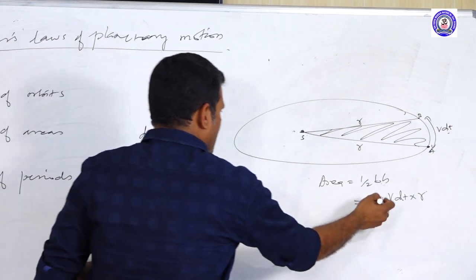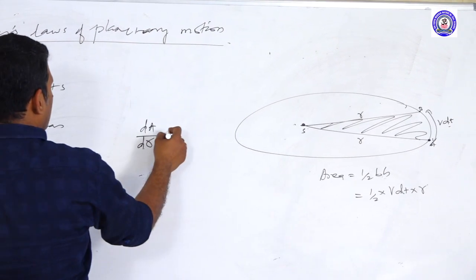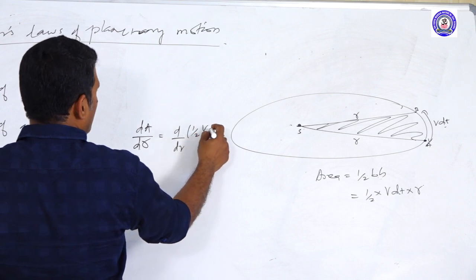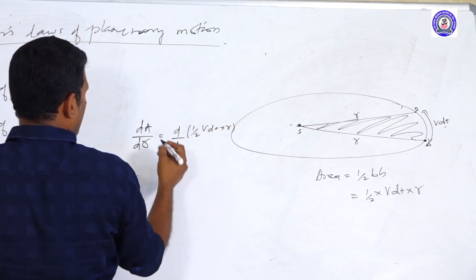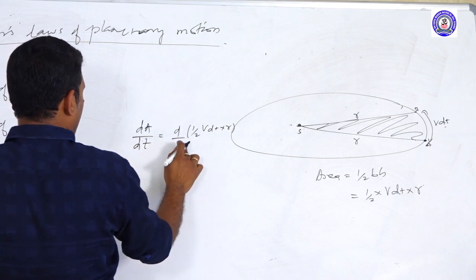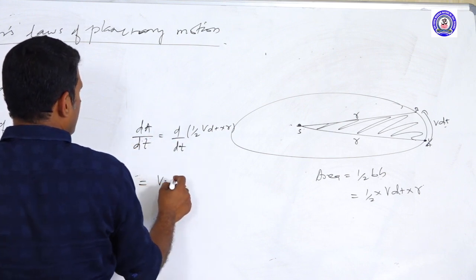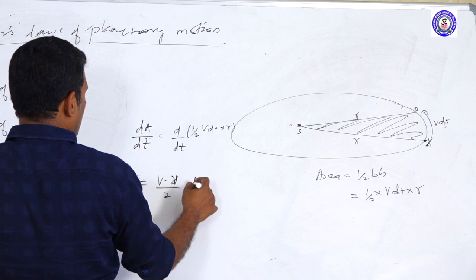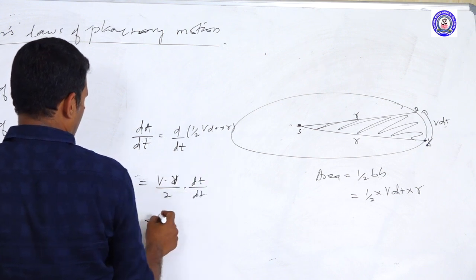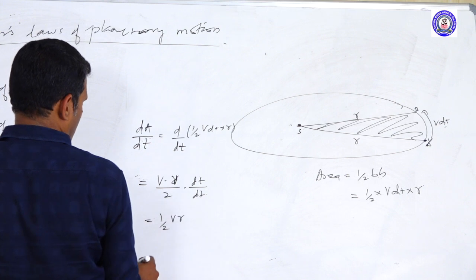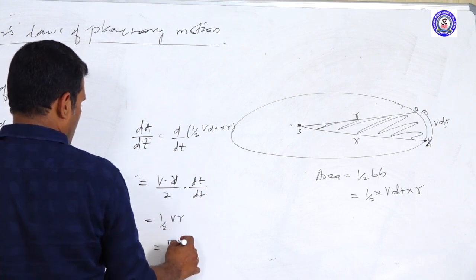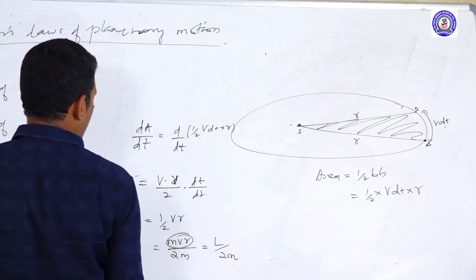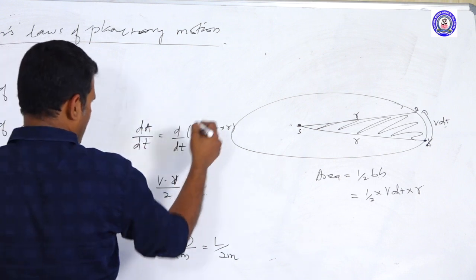So area can be represented as half V dt into R. This dA by dr can be represented as d by dr of half V dt into R, or as dA by dt. Sorry, dA by dt. So V into R divided by 2 into dt divided by dt. So this is half VR. If you multiply and divide by m, you will have mvr divided by 2m. mvr is angular momentum, which is L divided by 2m. So dA by dt is nothing but a constant, area vector.